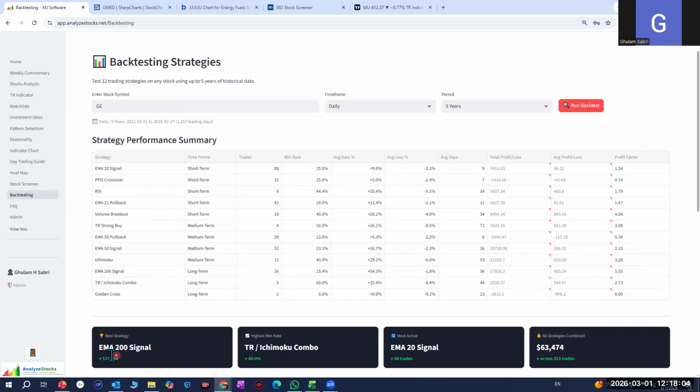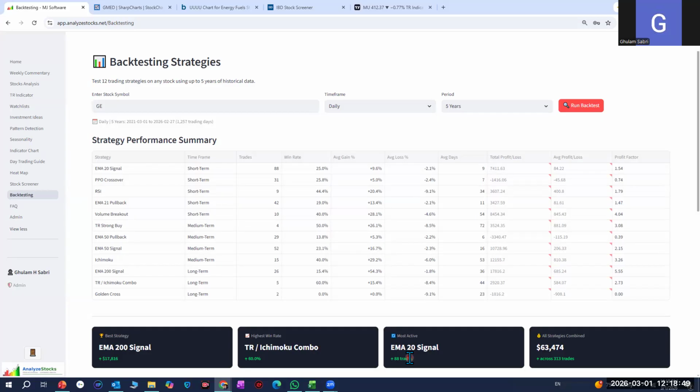The EMA 200 signal is the best strategy with the combination of profit factor and win rate. But apart from that, TR Ichimoku, for example, has a 60% win rate and a 2.73 profit factor, very high. Volume breakout is also a good strategy for this in the short term. 10 trades in the last 5 years, 40% win rate, 60% were not. But the profit factor was 4.04. So the highest win rate is TR Ichimoku, which gives 60%. And the best strategy in terms of combination was the EMA 200 signal.